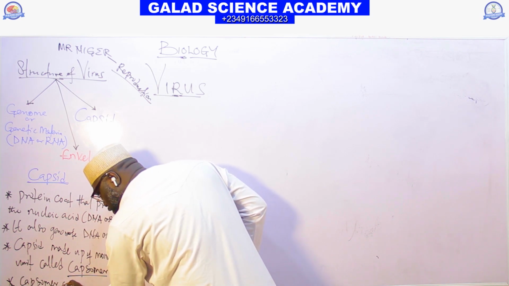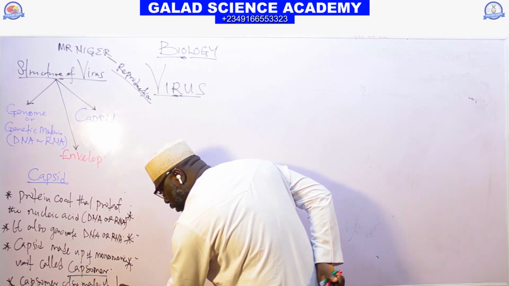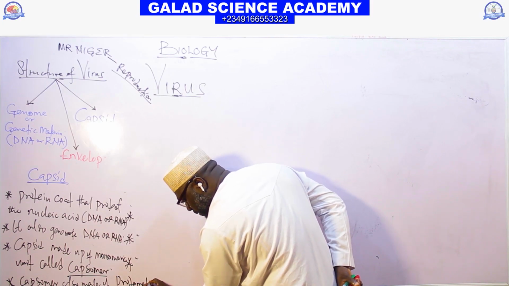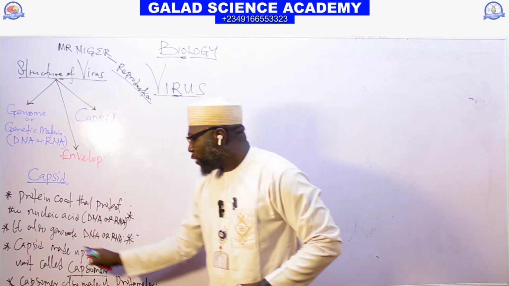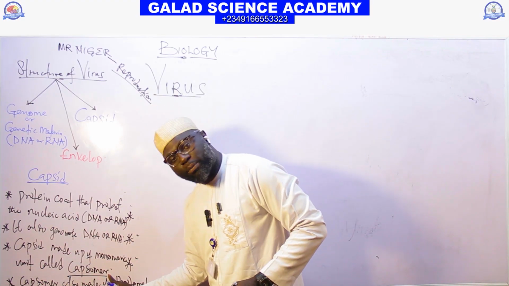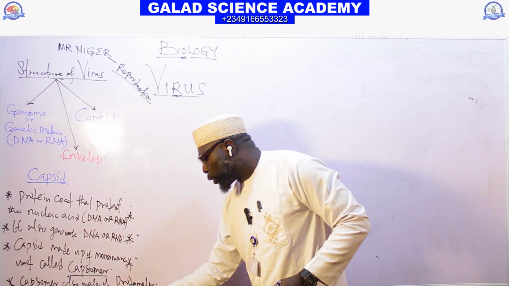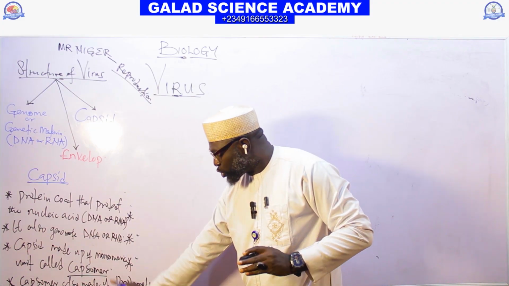Capsomere is also made up of protomer. The smallest unit of the capsid is capsomere, and the smallest unit of the capsomere is protomer. Don't bother yourself, I will give you the structure of everything.